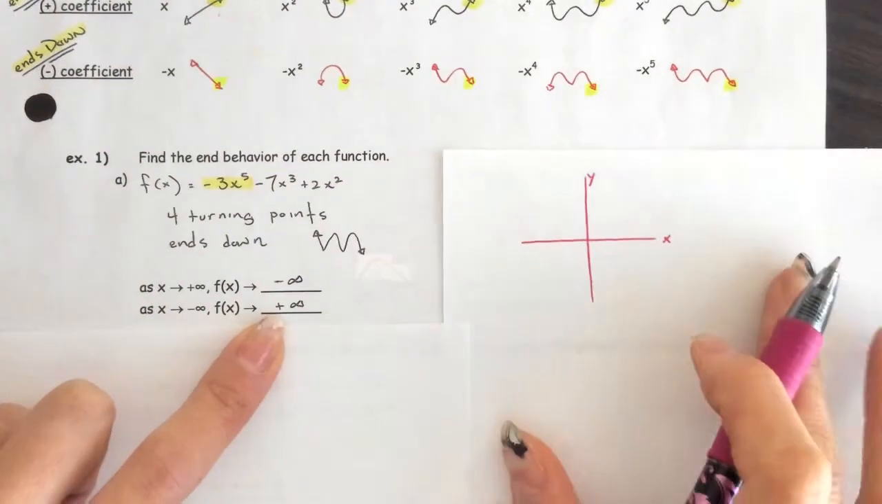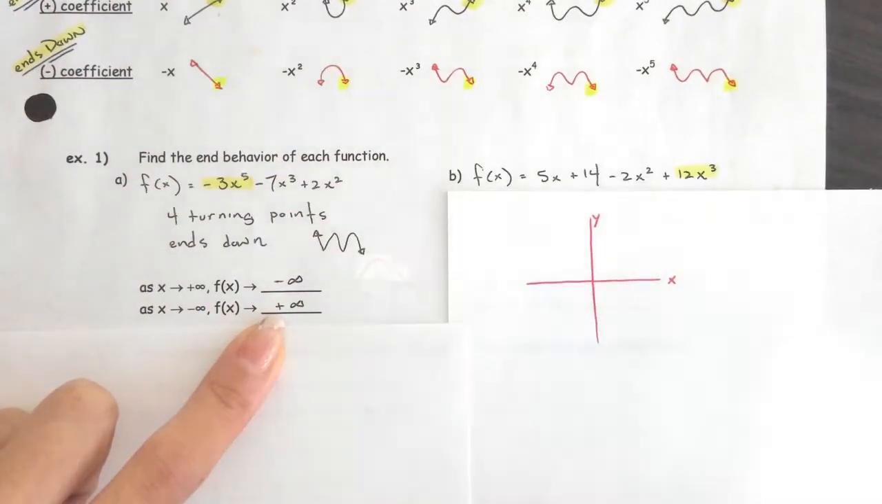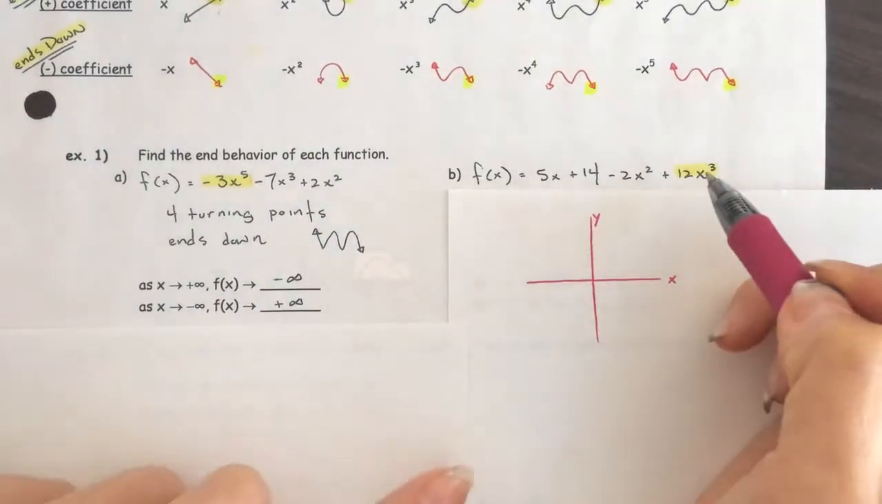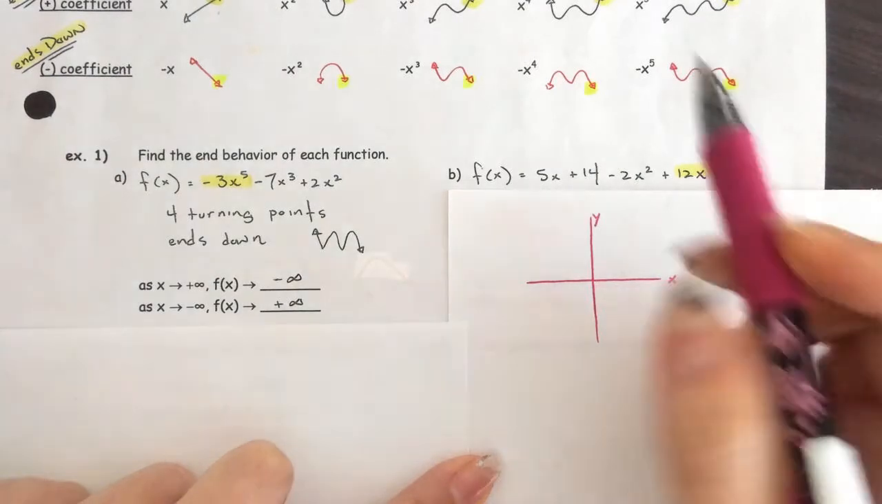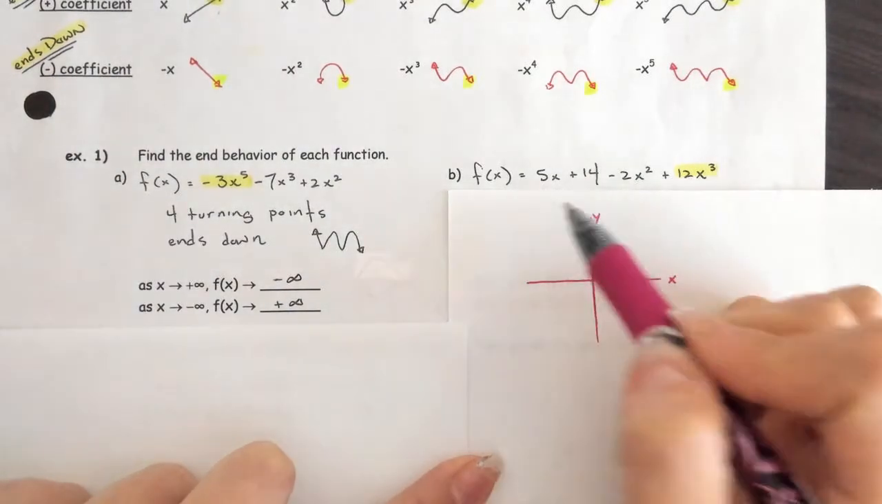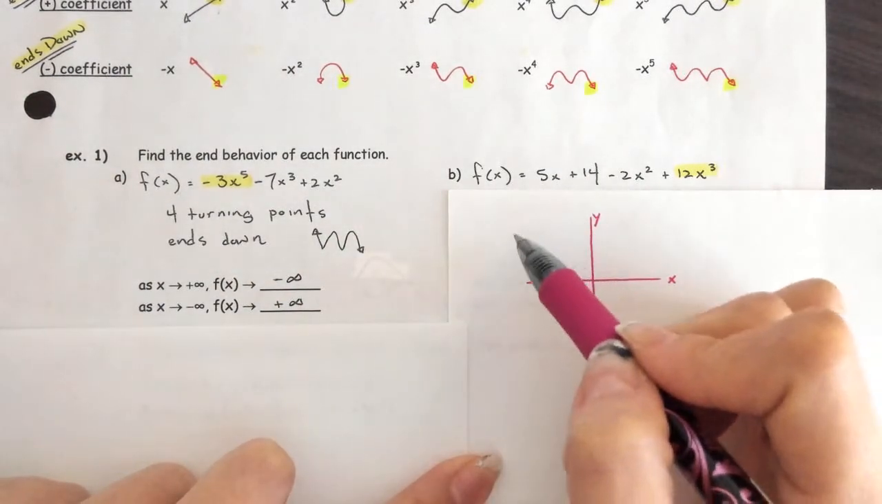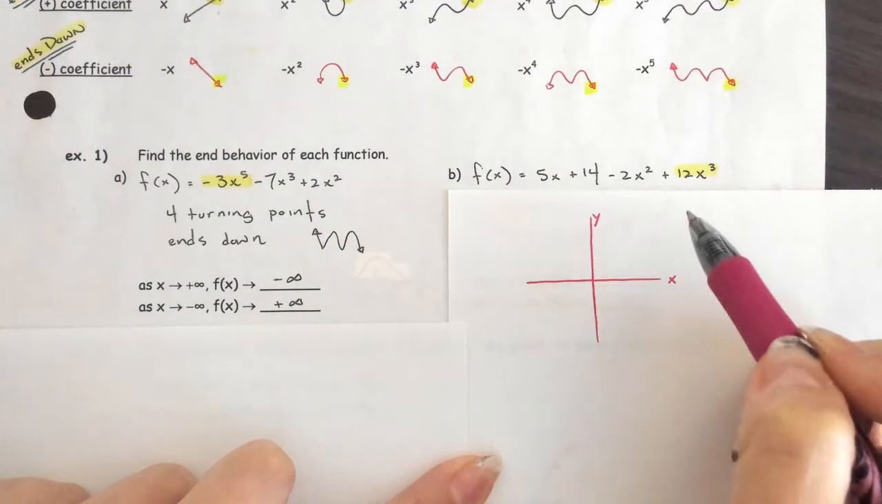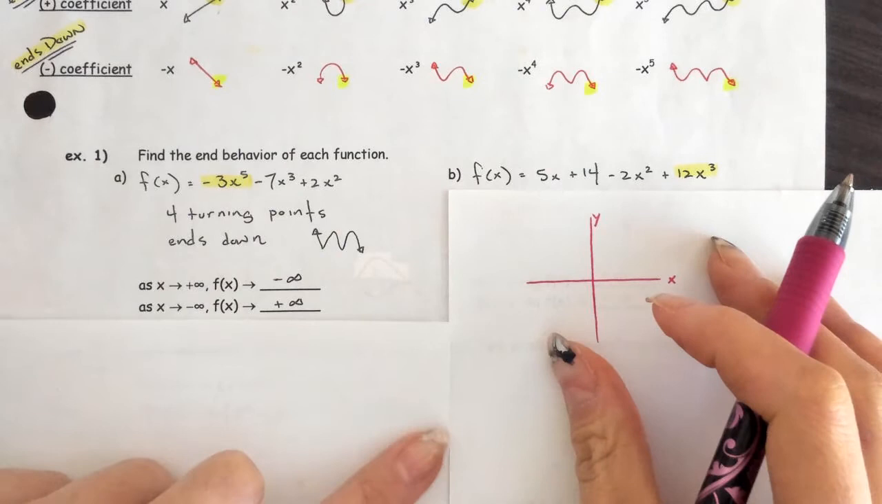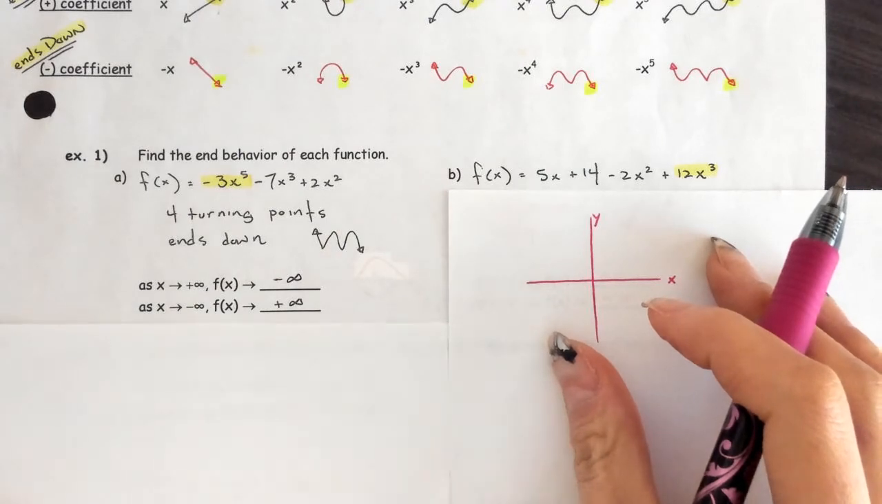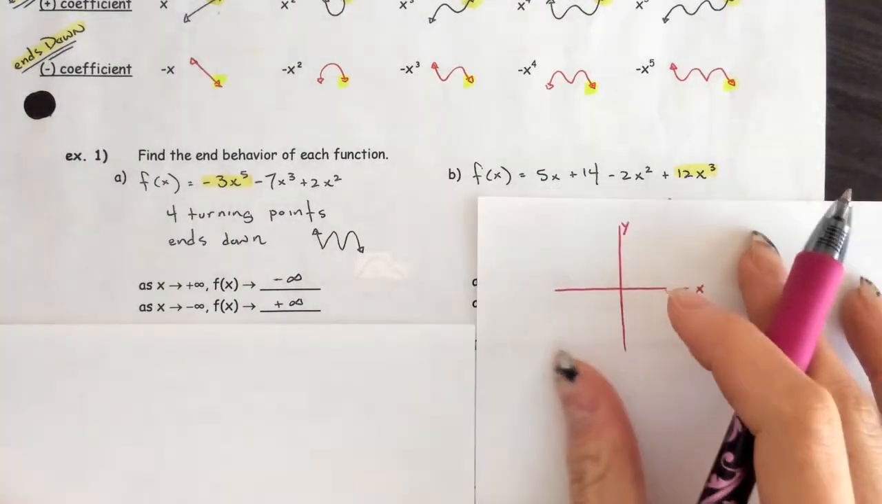Okay, you're going to try this one. I already highlighted for you, but I wanted you to actually find that on your own. So you look for your biggest degree. And then I want you to write it in. So how many turning points? Which way does it end? Go ahead and sketch the picture and fill it in. Do it for real. Don't just copy me, okay? And then we'll check our answers.